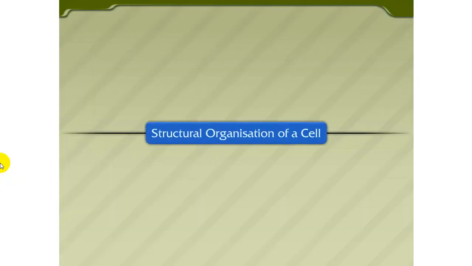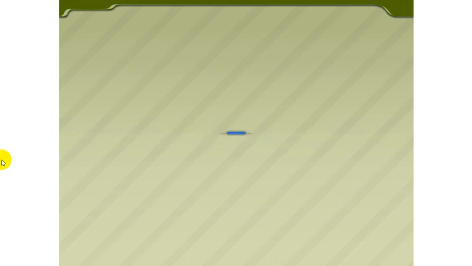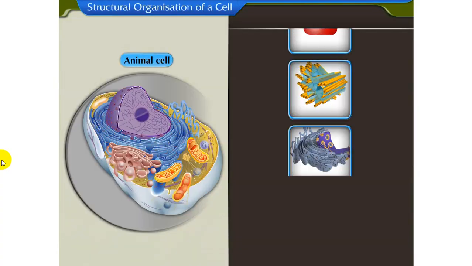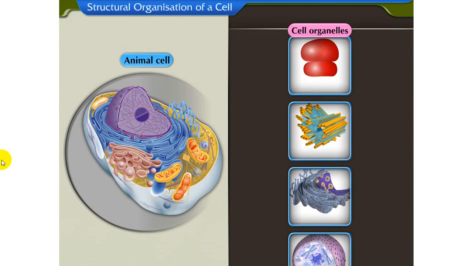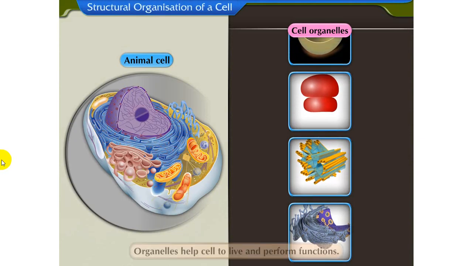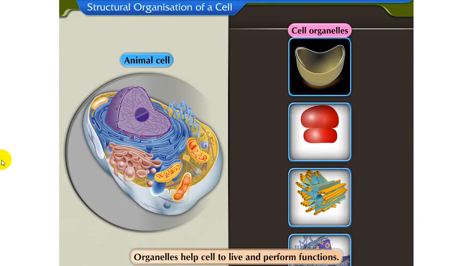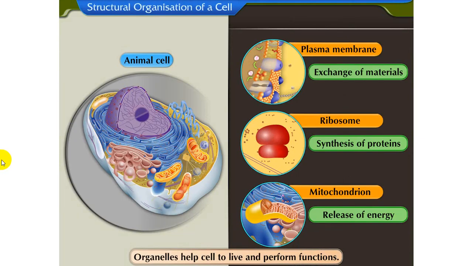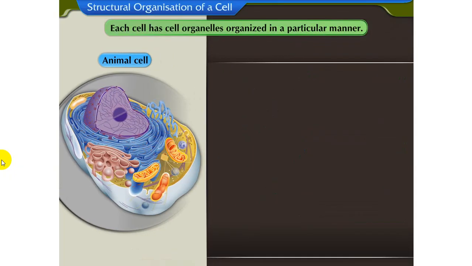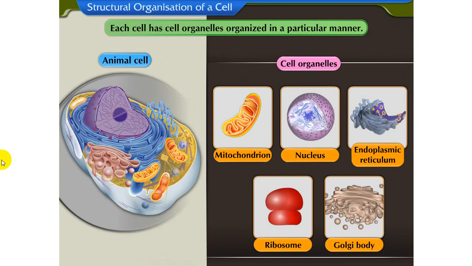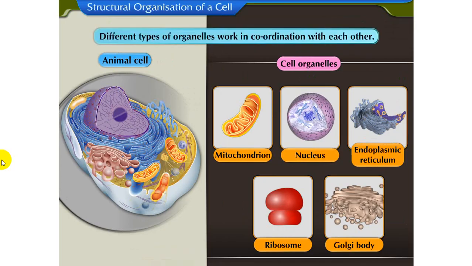Structural organization of a cell. As we all know, a cell consists of specialized components called cell organelles. These organelles help the cell to live and perform functions efficiently. Each cell has its cell organelles organized in a particular manner. These different types of organelles work in coordination with each other.